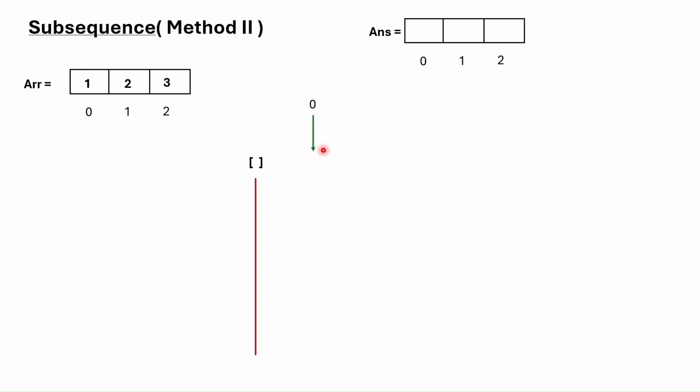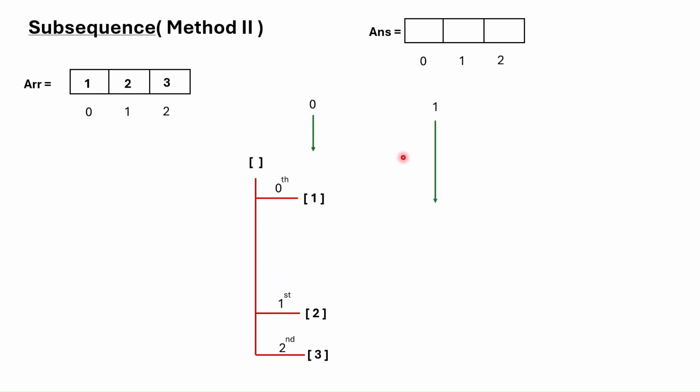So let's ask what all things I can put at the 0th index of my answer. I can either put the 0th index of this array or the first index of this array or the second index of this array as the 0th index of my answer. So I can put at the 0th index, the first index or the second index. If I pick the 0th index, it will be 1. If I put the first index, it will be 2. If I put the second index, it will be 3.